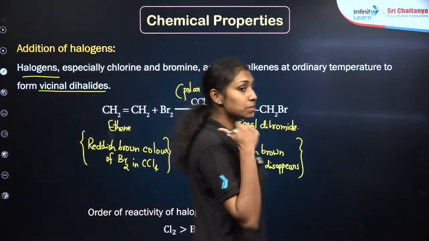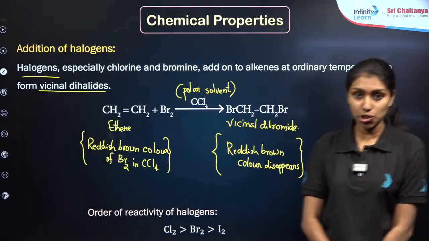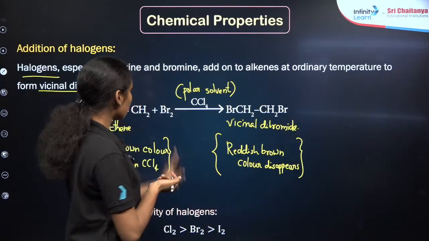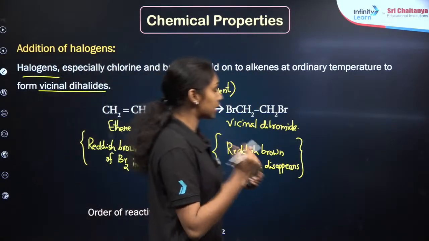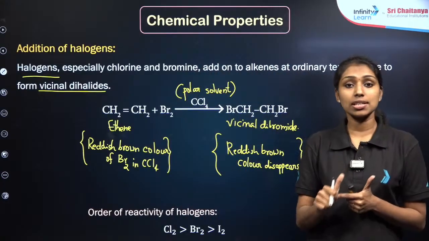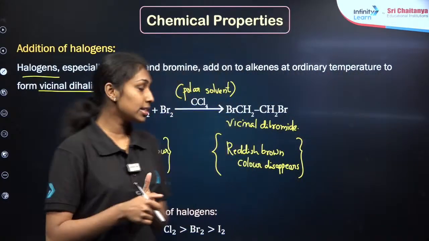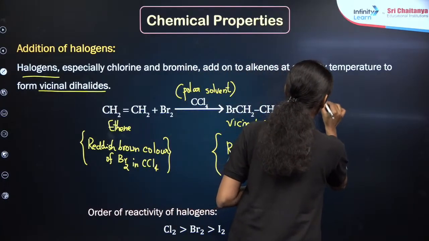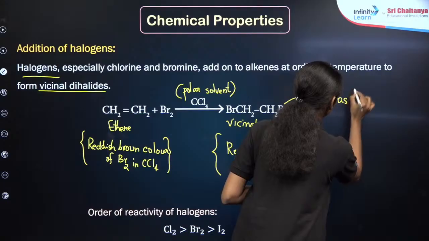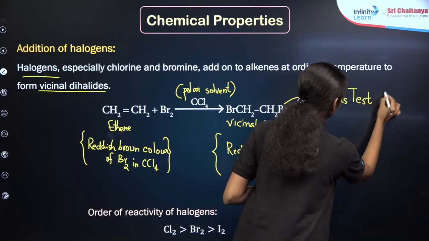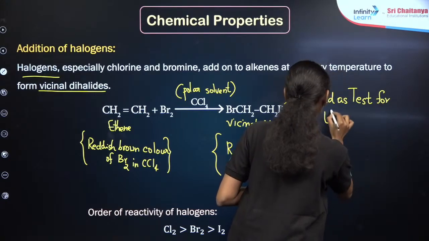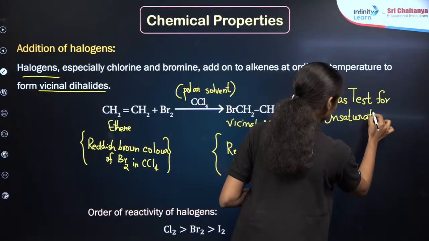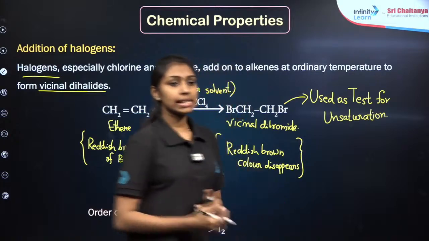So we can use this method as a test for unsaturation. If any compound contains a multiple bond, like a double bond or triple bond, we can use this reaction to test whether it is unsaturated. So this method is known as the test for unsaturation. Okay, is that clear?